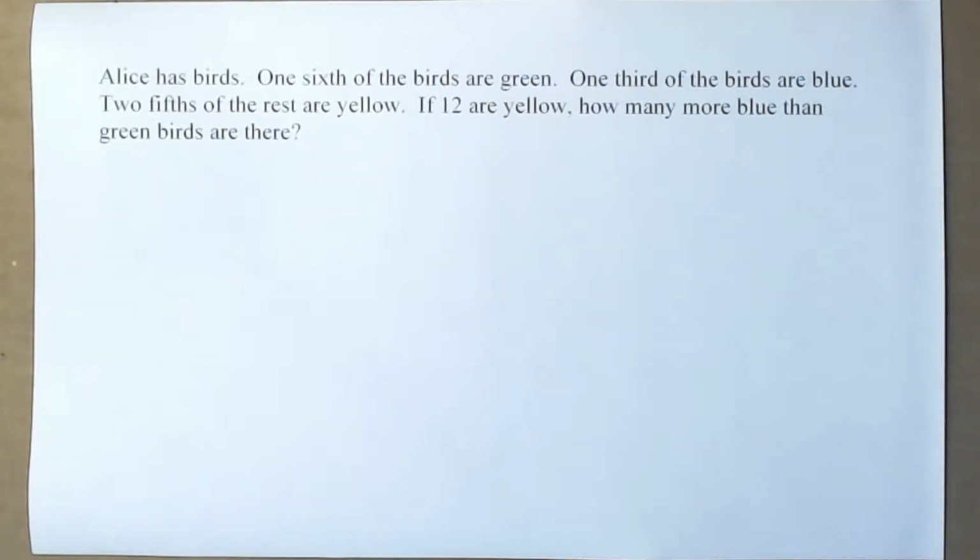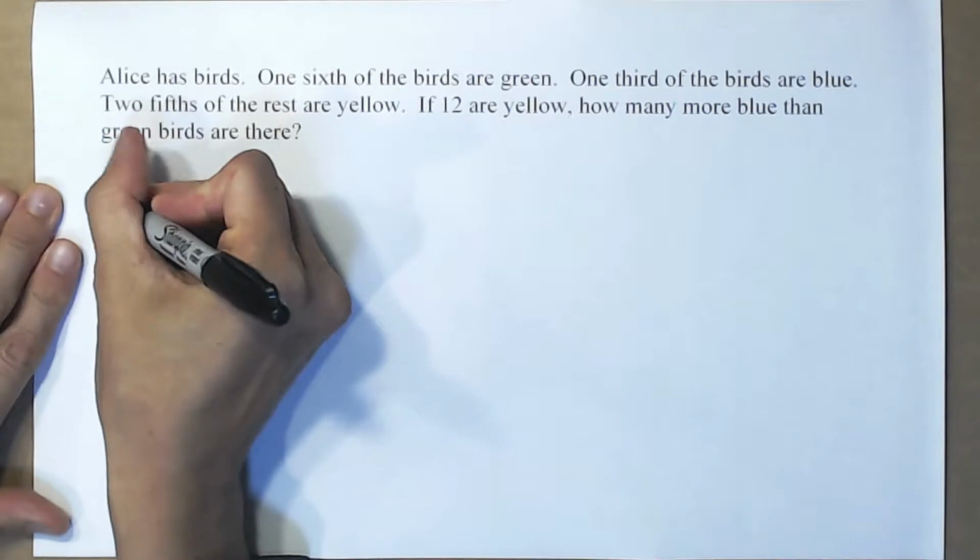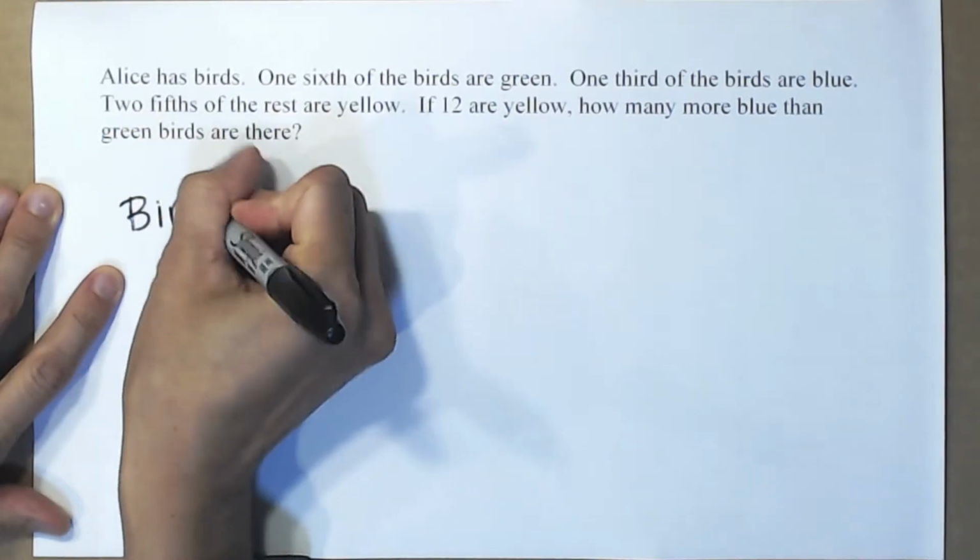Here's the first problem. Alice has birds. 1/6 of the birds are green, 1/3 of the birds are blue, 2/5 of the rest are yellow. If 12 are yellow, how many more blue than green birds are there? So let's draw our bar, which represents Alice's birds.